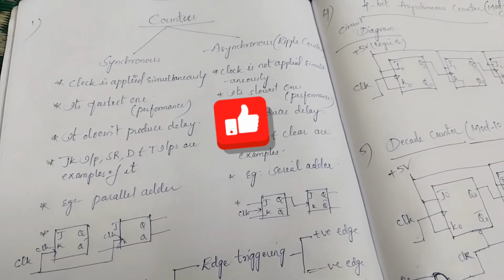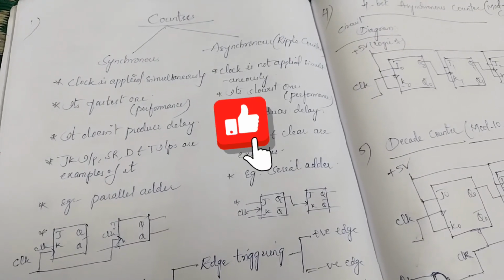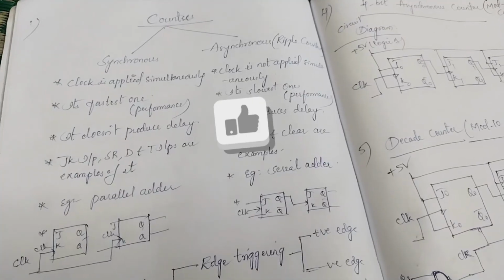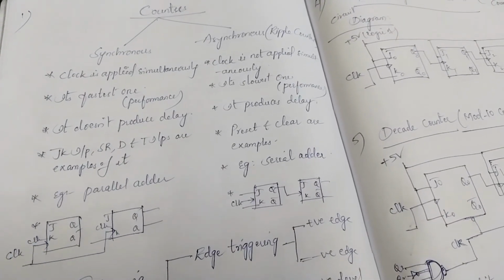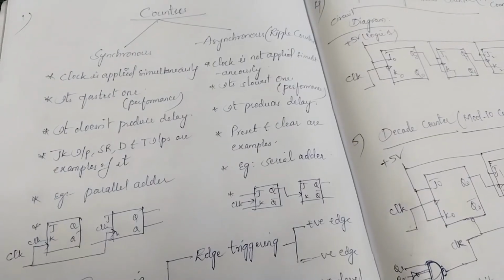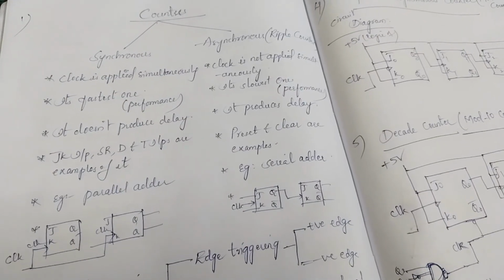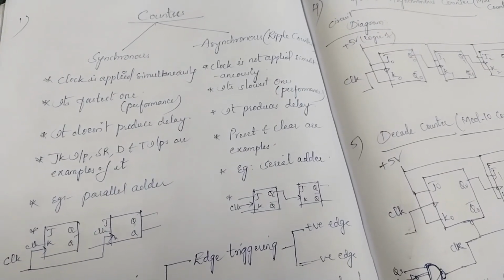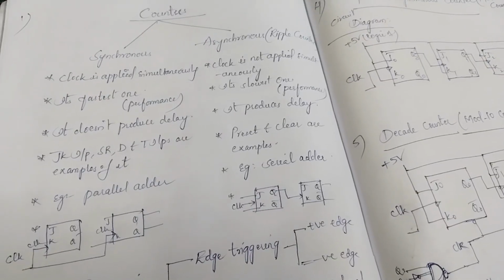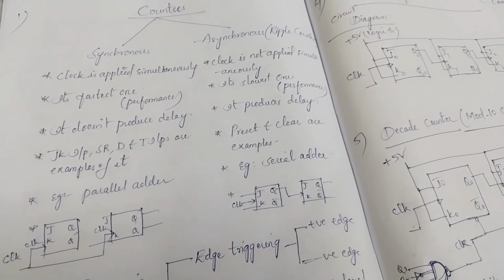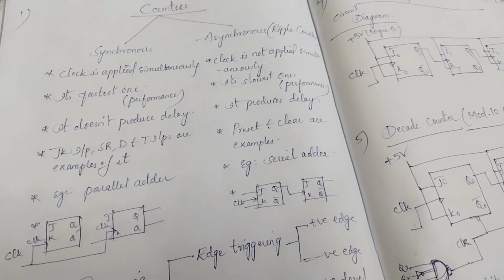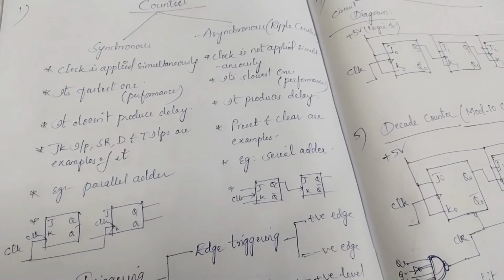In the first one we have the classification of counters. The counters are classified into two types. First one synchronous and next asynchronous. And here the difference between synchronous and asynchronous counters follows. Before that, asynchronous counter is also known as ripple counter. So don't get confused. He may ask you either the difference between synchronous and ripple counters. Then don't get confused. Indirectly, it means that ripple counter means asynchronous counter.